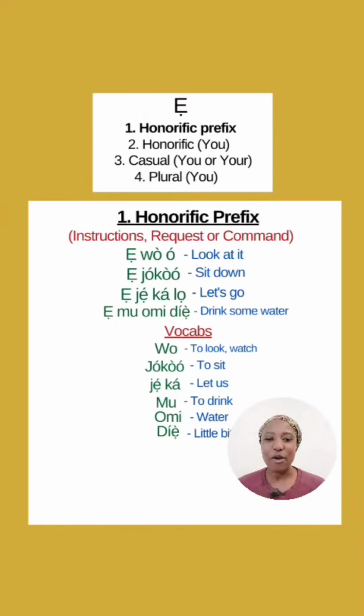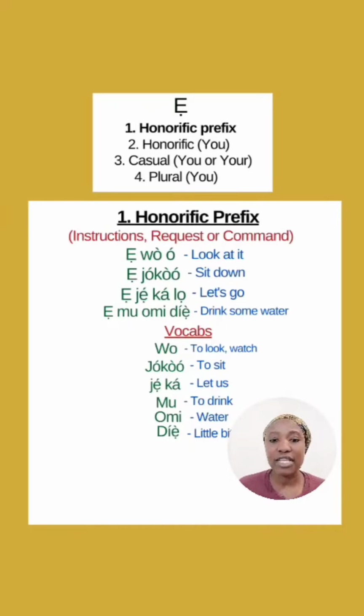Okay, so I hope you understand how to use the honorific prefix ẹ. Ẹ jókòó, ẹ jẹ́ ká lọ, ẹ mu omi díẹ̀. And always remember that when the honorific prefix is used, it always comes before a verb. Always. You have a verb, and then this honorific prefix comes before it. Ẹ jẹ́ ká lọ, like we see there.